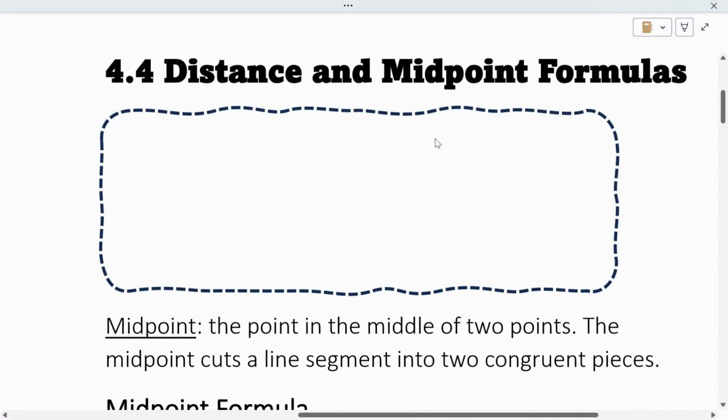All right, so today we're talking about distance and midpoint formulas.